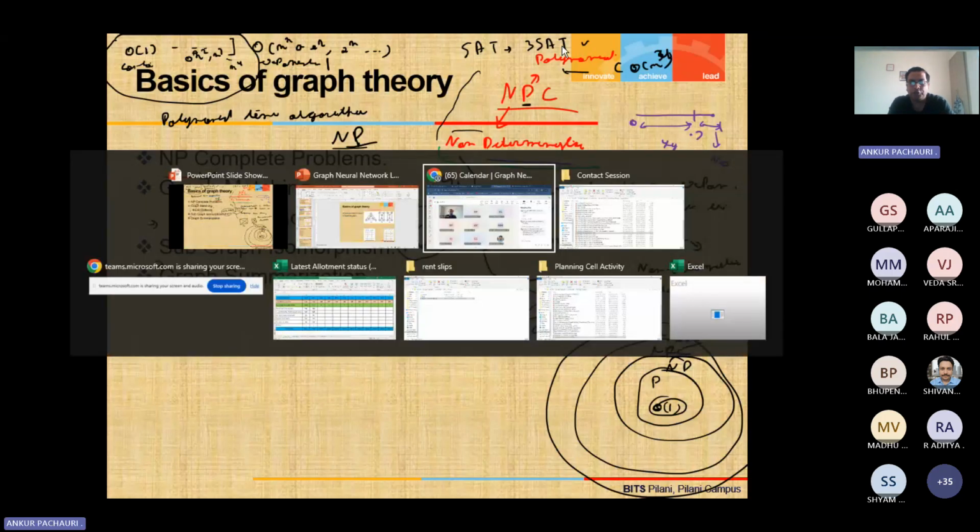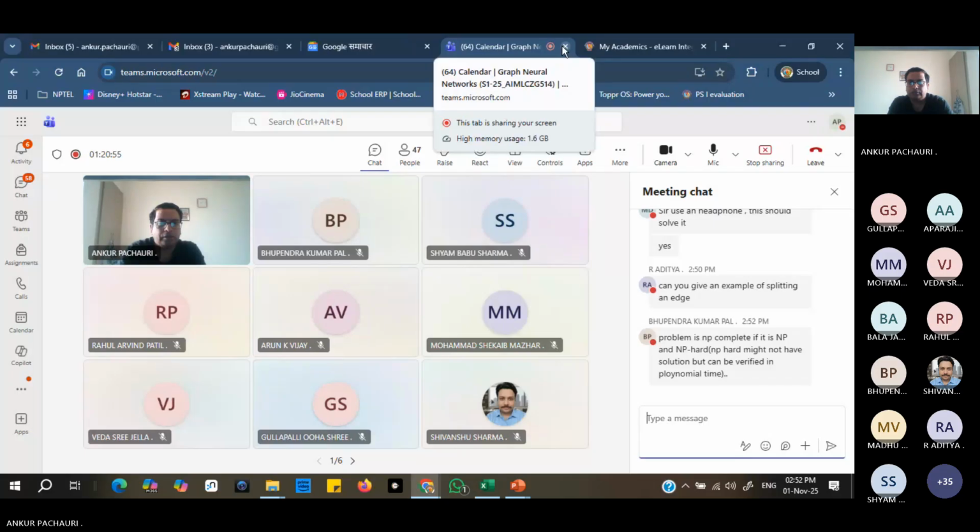Okay, let me answer the query. A problem is NP complete if it is NP and NP hard. NP hard might not have a solution, but can be verified in polynomial time. We can say that.